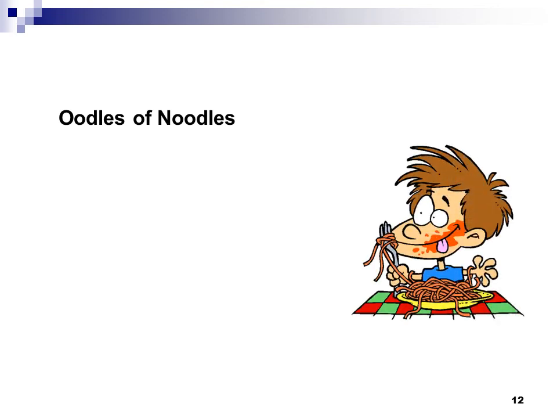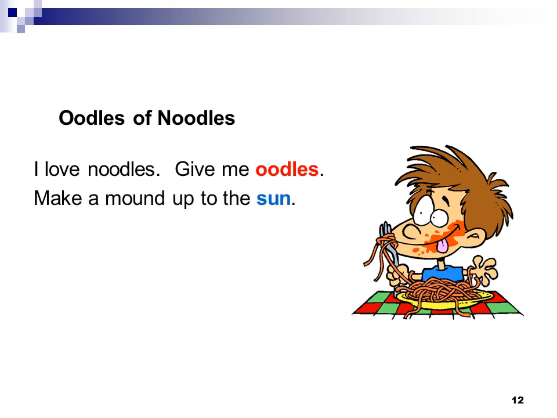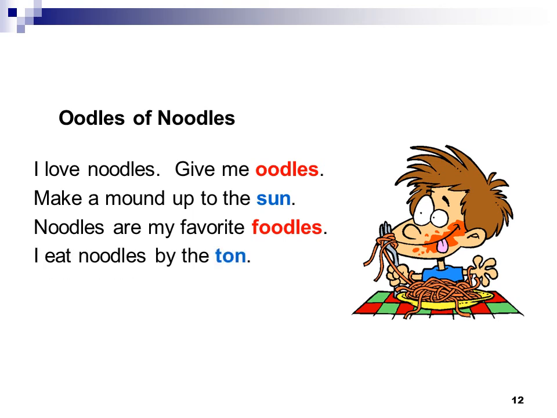There is one more example to identify rhyming words. The poem Oodles of Noodles. Now here you can see a picture of a child who is eating noodles greedily. I love noodles. Give me oodles. Make a mound up to the sun. Noodles are my favorite foodles. I eat noodles by the ton. Now, what are the rhyming words? Oodles, poodles, sun, ton.